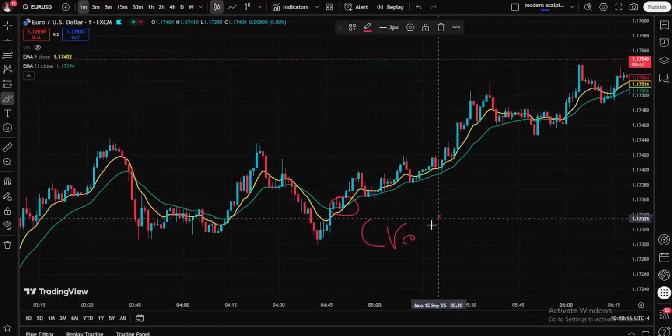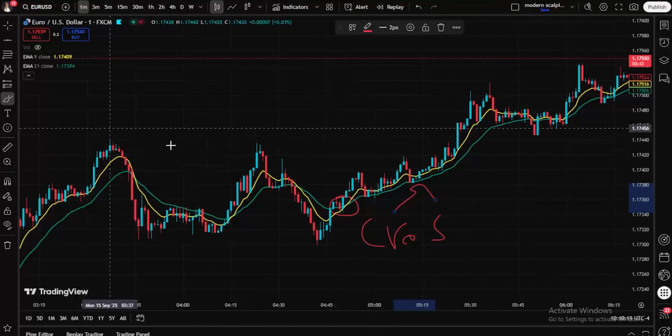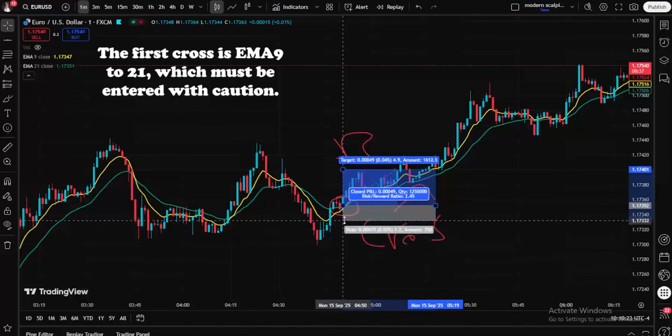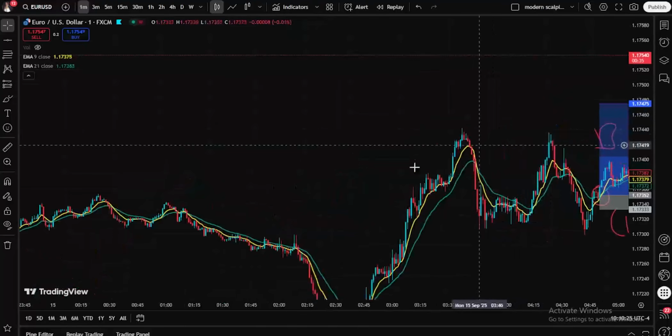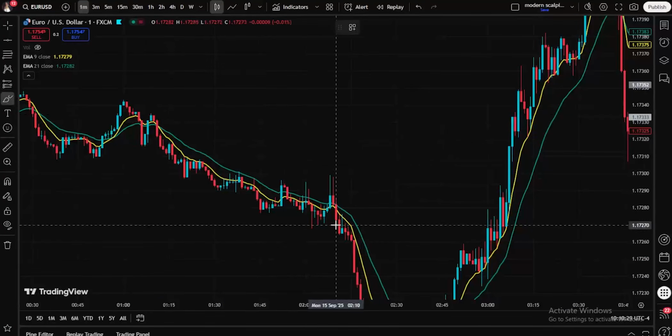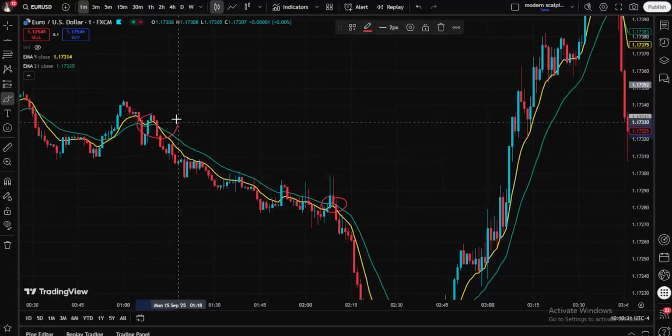The first rule is simple. When EMA 9 crosses EMA 21 from below upwards, it means that the short-term momentum is getting stronger, a buy signal. The opposite is for selling, but this is only the surface of the matter.